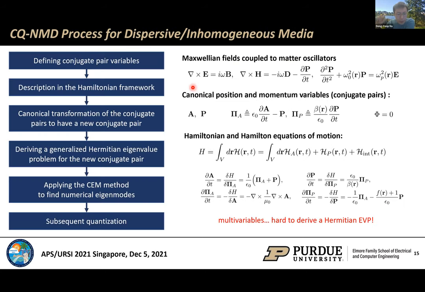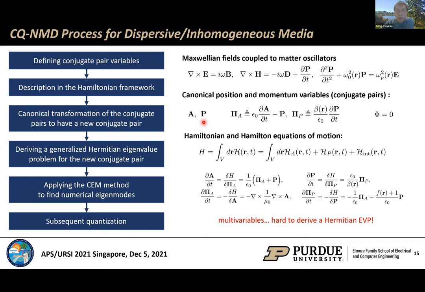Then I'll highlight just the big idea of this quantization procedure. You can start from Maxwell's equations, Faraday's law and Ampere's law, and an additional equation describing the polarization vector. Omega p is the plasma frequency, and omega naught is the resonant frequency. Omega p is a kind of coupling coefficient between the polarization field and the electromagnetic field. And then we will deal with the vector potential instead of E and H and the P field.